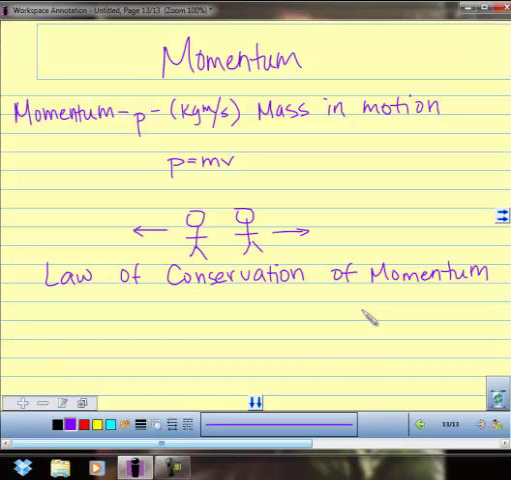So collisions, there's two different types. And really you can break them into perfectly or imperfectly, but we're going to keep them simple. So we have elastic collisions, and we have inelastic collisions. I lovingly call elastic collisions the hit and bounce, because that's what they do. And then the inelastic are the hit and stick.